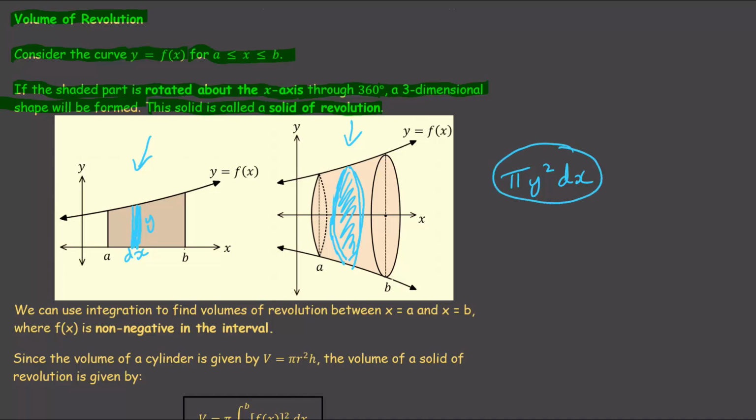Remember, when you have a cylinder, the volume is the area of the end, which is pi times the radius squared. In this case, the radius is y. And then you multiply by the length of the shape, which in this case is the thickness of dx. So that's the idea. I'm going to show you a couple of animations now that might make this clearer.